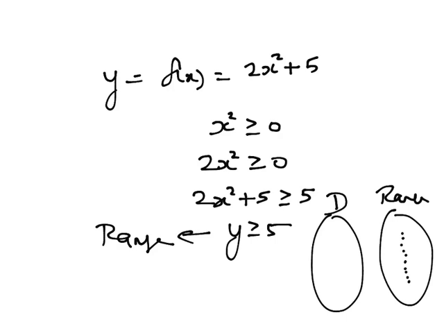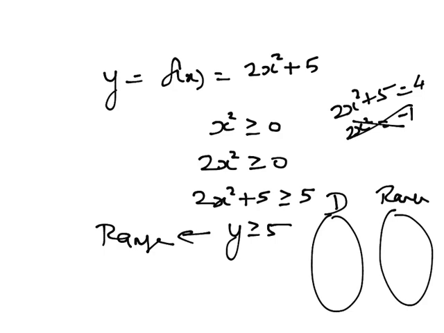Because, for example, if you want to know why any number less than 5 is not part of the range, then let's say I want to know whether 4 is part of the range. So how do you cross check? You write 2x squared plus 5 equal to 4. That means 2x squared equal to minus 1, again, which is not possible, isn't it? You can't have 2x squared as a negative number. So that means 4 is not part of the range.